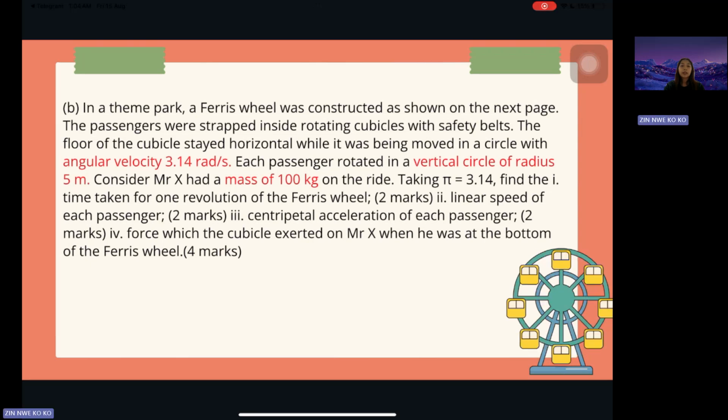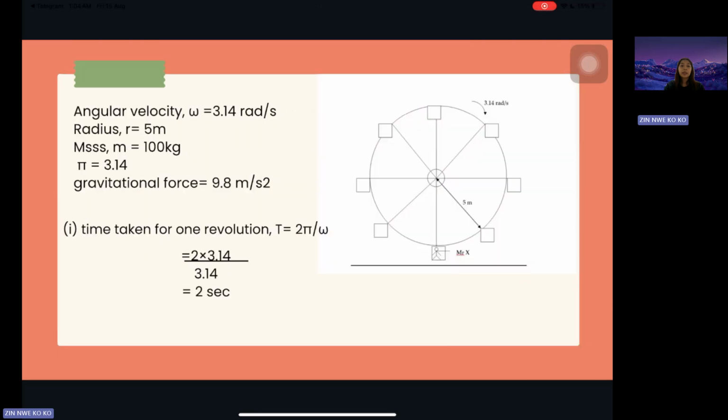It gives the angular speed as 3.14 radians per second, the radius r equal to 5 meters, and the mass of Mr. X equal to 100 kilograms. We use g equal to 9.8 meters per second squared here and pi equal to 3.14. For the time taken for 1 revolution, the relationship between angular velocity and time taken is T equals 2 pi over angular velocity. So we get 2 seconds for the time taken for 1 revolution after we calculate.